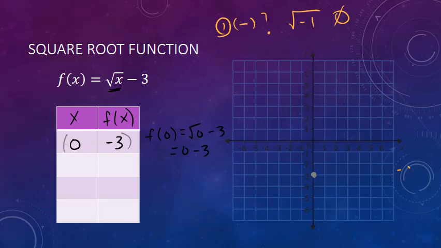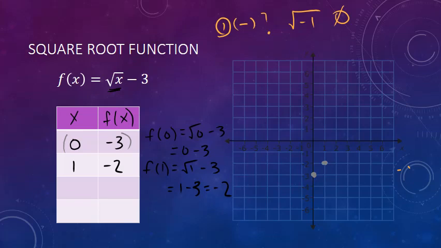All right, now let's try, we know we can't do negative numbers, so let's do 1 and just see what this thing looks like. So for f of 1, we would see square root of 1 minus 3. That would be 1 minus 3, which is -2. So now I have the point 1, -2.